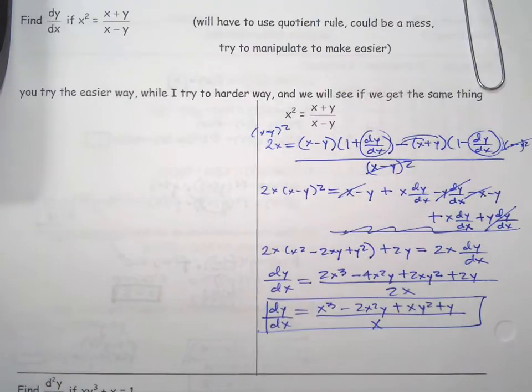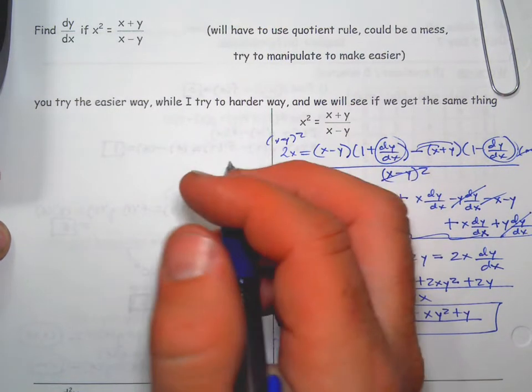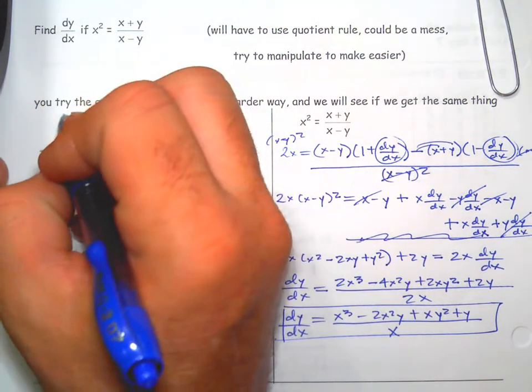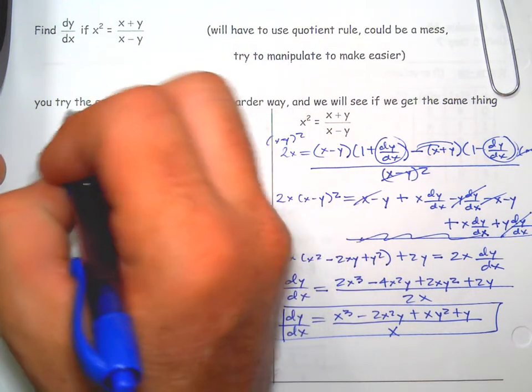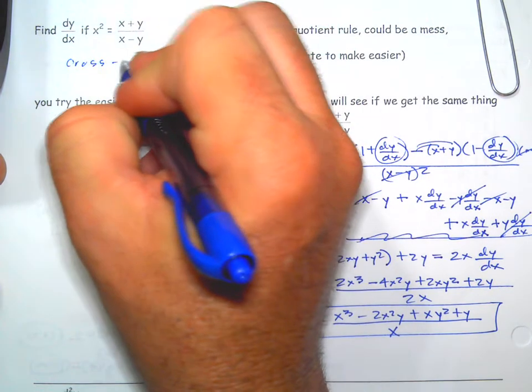Okay. Alternatively, let's see if this works. Let's cross multiply first, because that quotient rule is kind of nasty, right? So what if we cross multiply first? Let's try this.